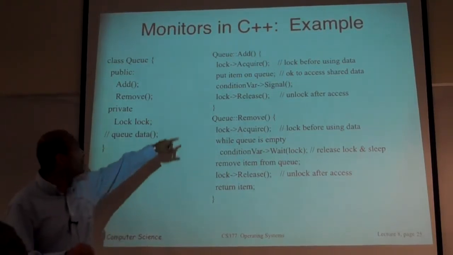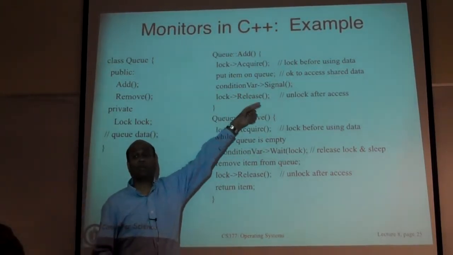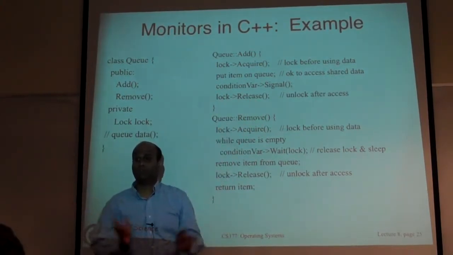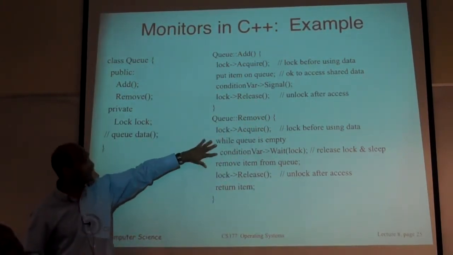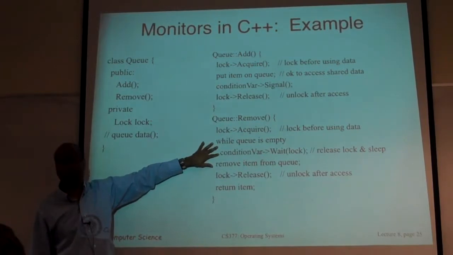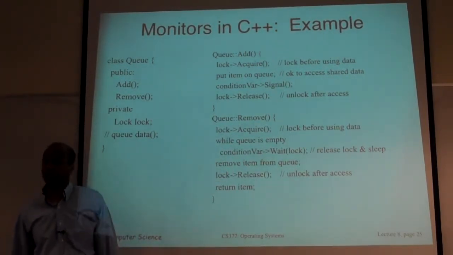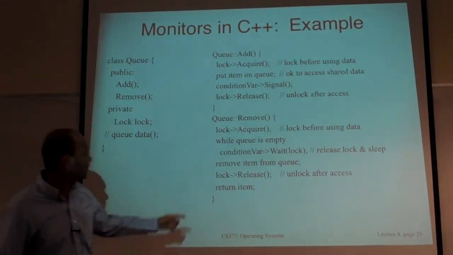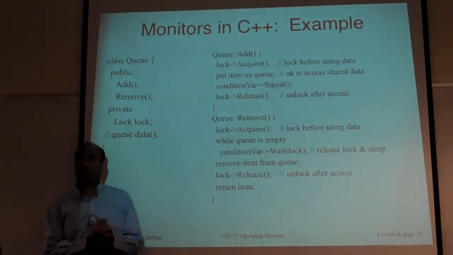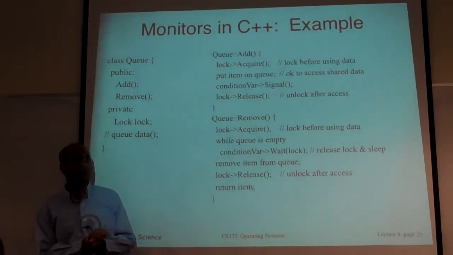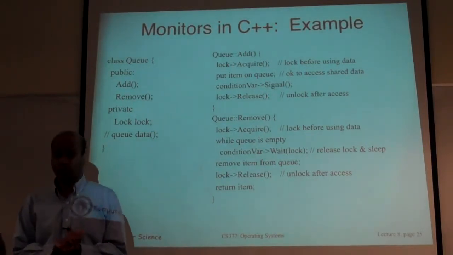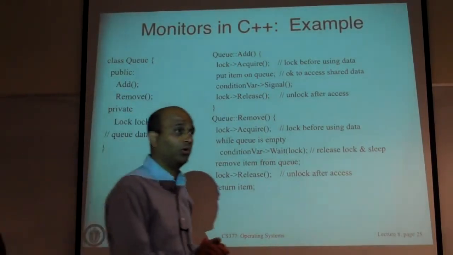Here you put an item on the queue, and you do a condition variable signal saying if some thread is asleep, go wake it up. Here you have the same while loop that I was showing you. If the queue is empty, go to sleep, and then some other thread will wake you up at a later time. And then you remove an item and you release. So if you have to write monitors in C++, you can do that.